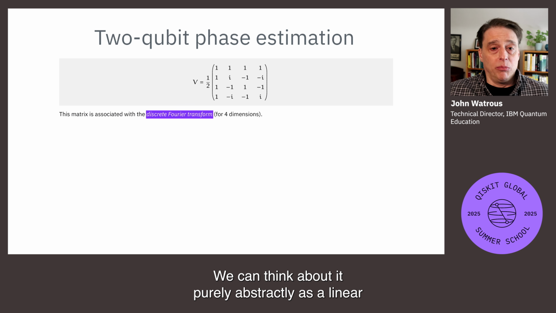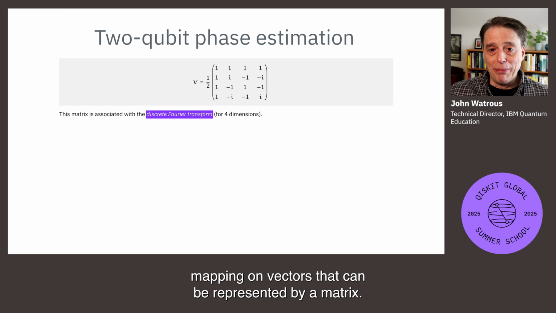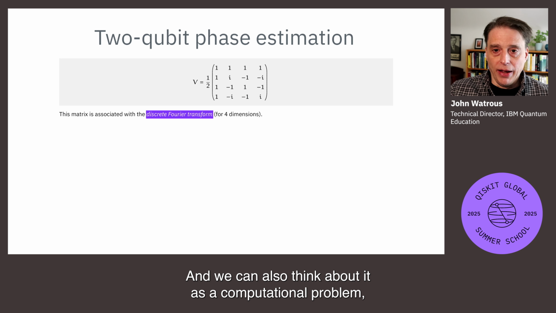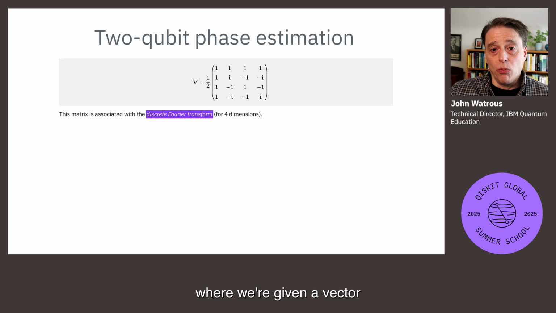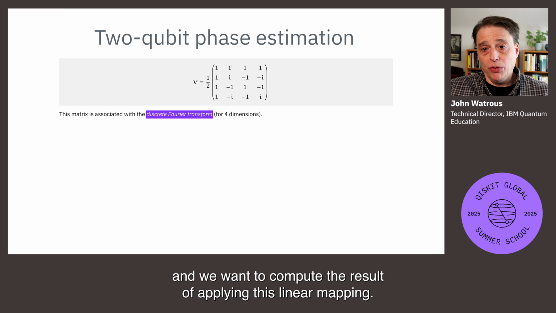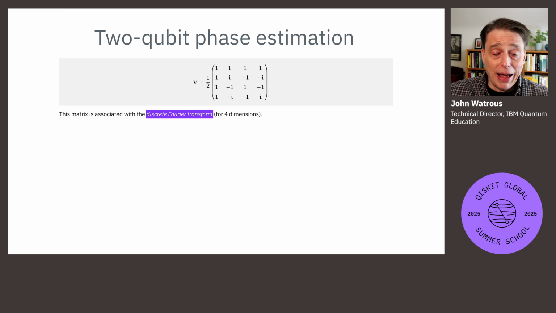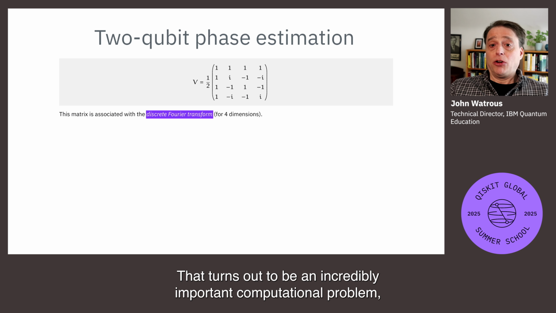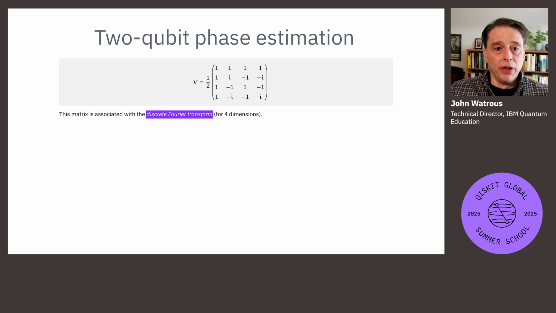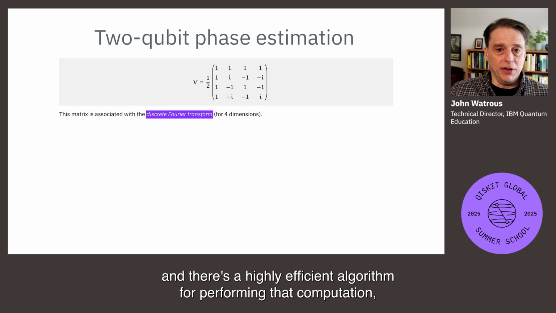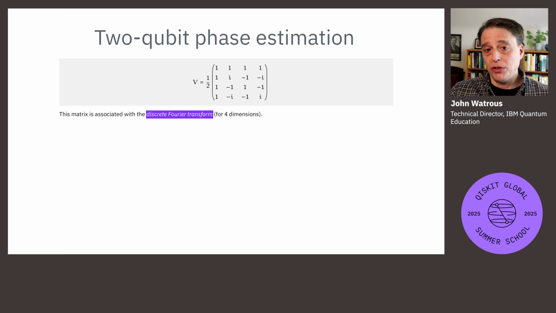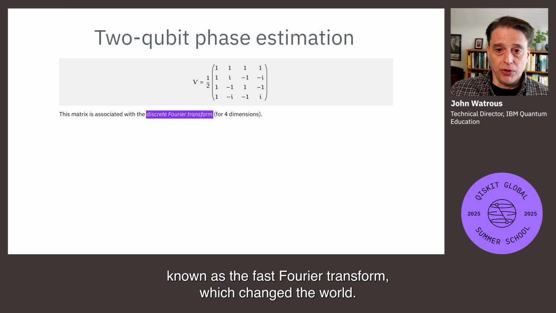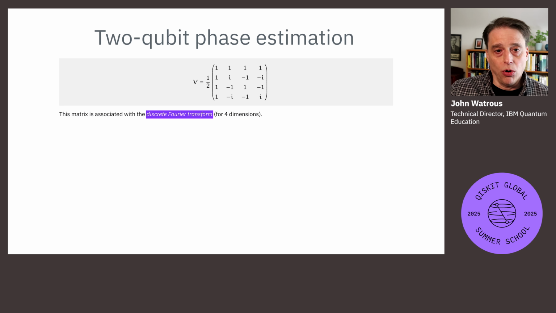We can think about the discrete Fourier transform in different ways. We can think about it purely abstractly as a linear mapping on vectors that can be represented by a matrix. And we can also think about it as a computational problem where we're given a vector and we want to compute the result of applying this linear mapping. That turns out to be an incredibly important computational problem. And there's a highly efficient algorithm for performing that computation known as the fast Fourier transform, which changed the world.